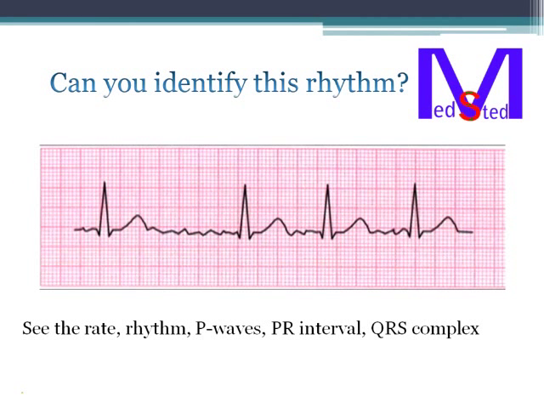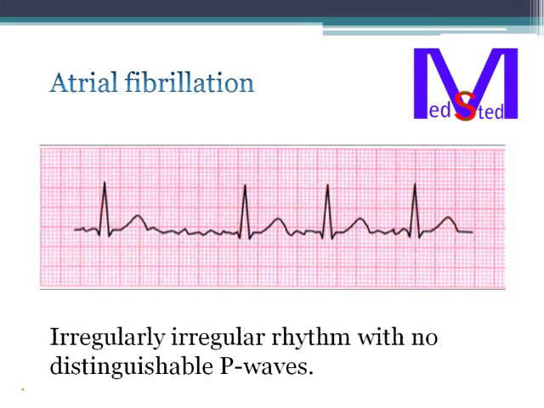Can you identify this rhythm? See the rate, rhythm, P waves, PR interval, and QRS complex. Here we have irregularly irregular rhythm with no distinguishable P waves. This is atrial fibrillation. Remember, P waves are associated with atrial contraction. So, any variation in P waves indicates atrial abnormality.